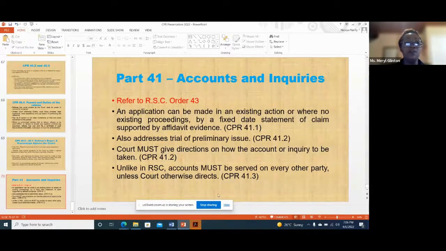Otherwise, I would just say go and look at this part, and as I said, compare it to Order 43, and there shouldn't be much difference. So unless there's any questions on this part, I will refer back to His Lordship.